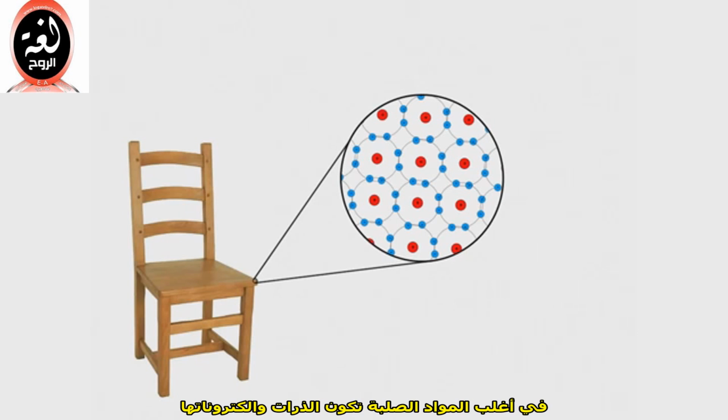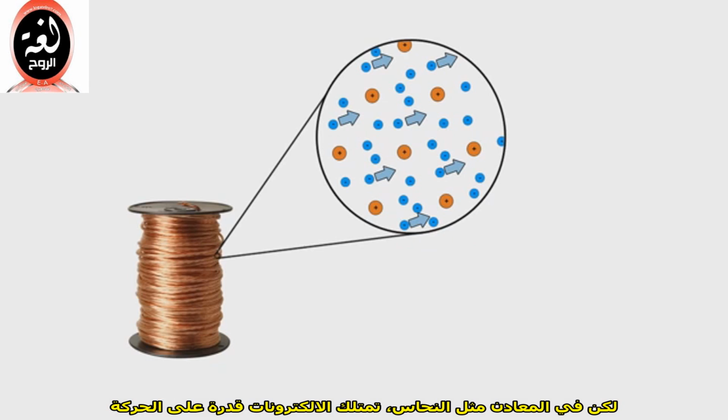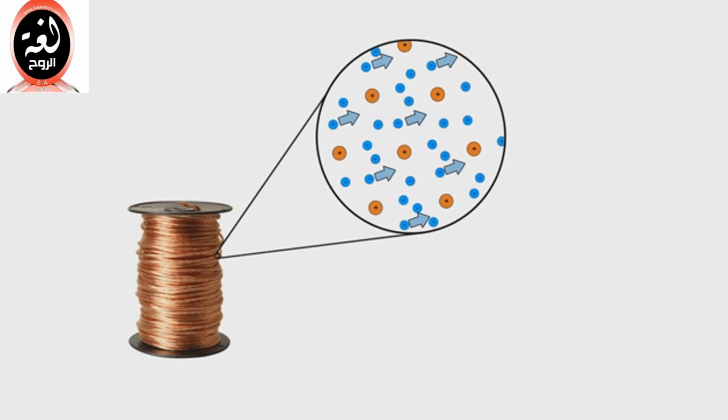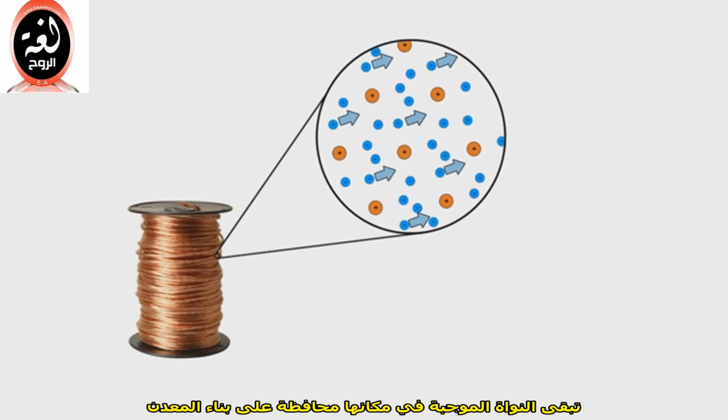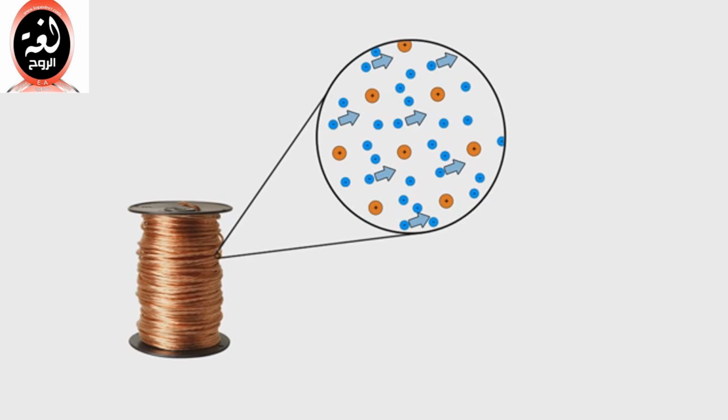In most solid materials, the atoms and their electrons just sit there and don't really move around. But in metals, like copper, the electrons have the ability to move around. The positive nuclei stay in the same place, preserving the structure of the metal, but the electrons can drift around from atom to atom. But since the negatively charged electrons repel each other, when you move one electron from atom to atom, you'll also move other electrons from atom to atom.